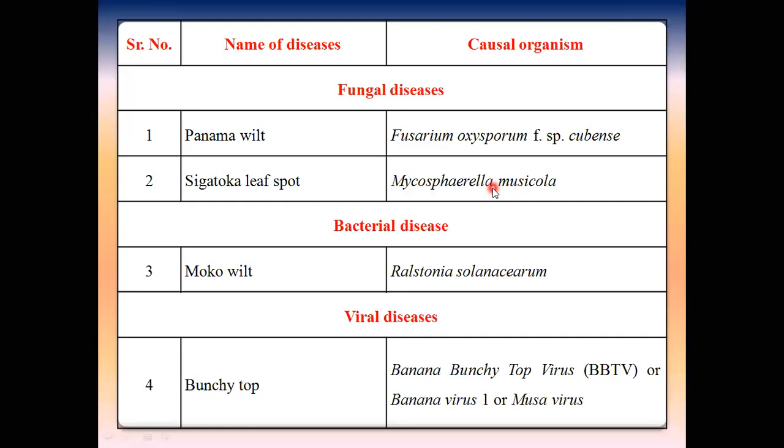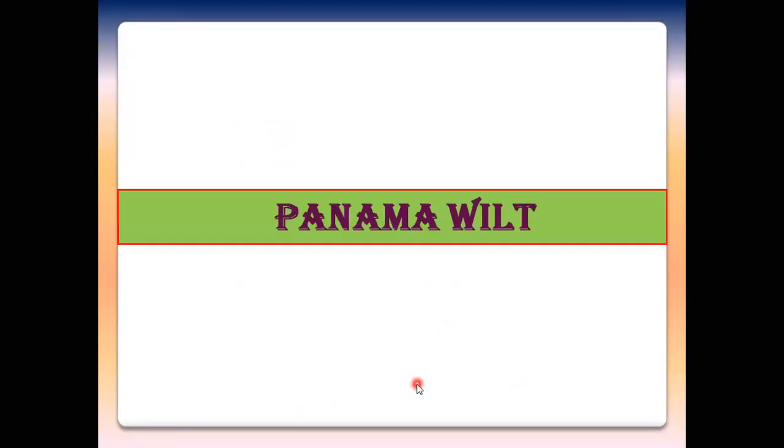In banana, some fungal, bacterial, and viral diseases are seen. First, Panama wilt and Sigatoka leaf spot. These two diseases are caused by fungi. Moko wilt is caused by the bacterial pathogen Ralstonia solanacearum. And the last disease, the most important one, is bunchy top, caused by the banana bunchy top virus. So let us see them one by one.